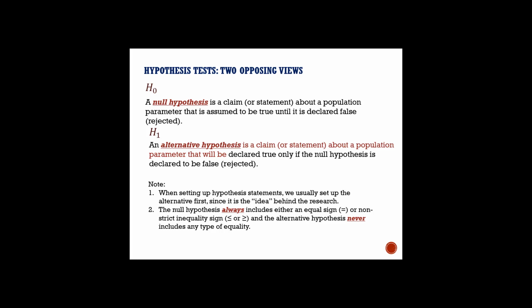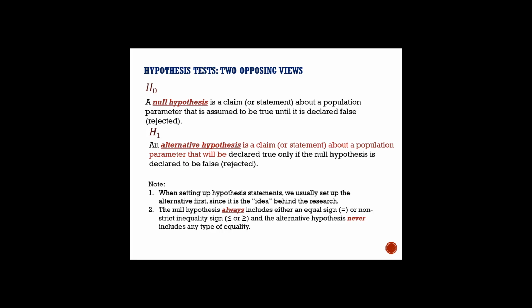Now, a note, when you're setting up hypothesis statements, we usually set up the alternative hypothesis first. The alternative hypothesis is the idea of the researcher. It's the thought that caused him to do the research. What if salaries are different than they used to be 10 years ago? I want to see if that's true. What if the price of eggs has actually gone down since 2018? I want to check and see if that's true. So this is the idea of the researcher, and that always goes into the alternative hypothesis.